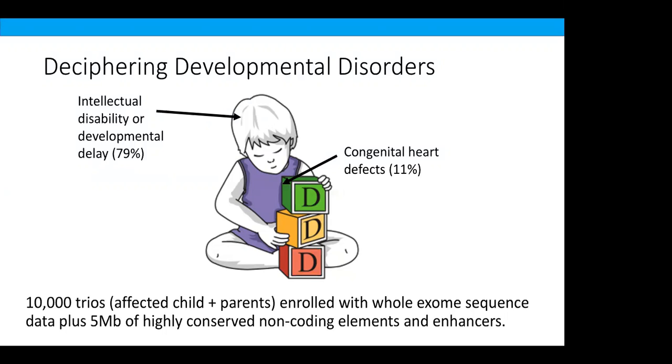These are affected children plus 2 parents, and we have clinical phenotyping on all the children. For example, about 80% of the cohort has intellectual disability or developmental delay. About 10 or 11% have congenital heart defects. There are also a number of abnormalities, including growth issues. For the first 8,000 of these trios, we have whole exome sequence data plus about 5 megabase of non-coding elements, which is what I focus on. I'll get into in a second exactly what that 5 megabase of non-coding elements entails.